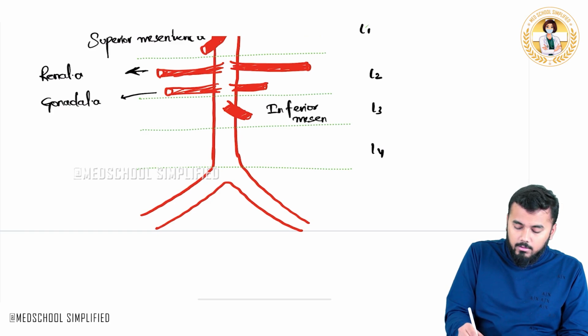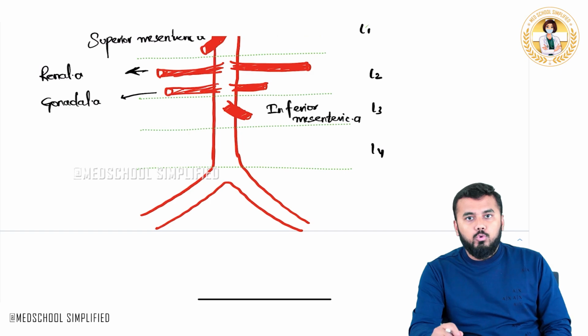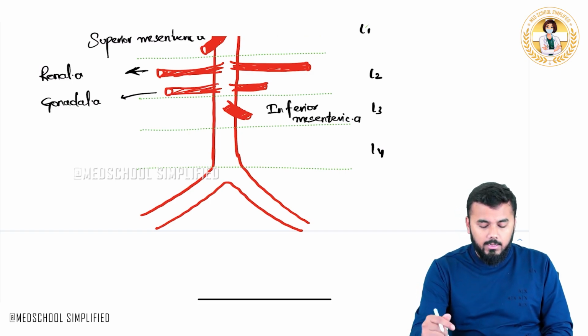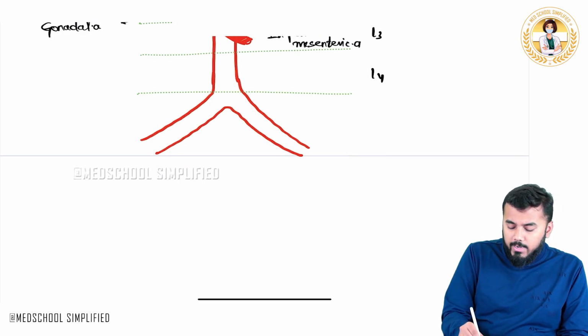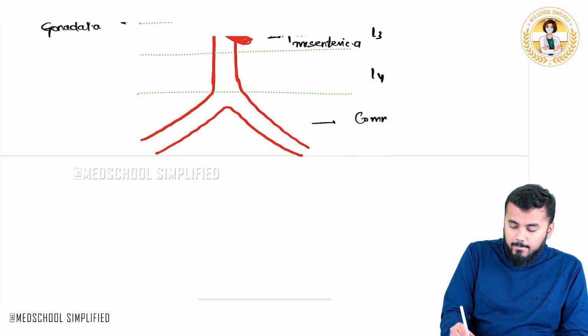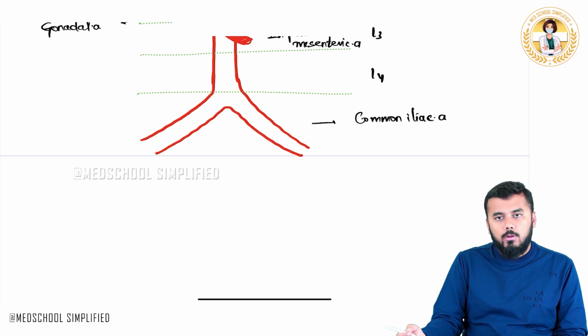Inferior mesenteric artery. So we have both the superior as well as the inferior mesenteric artery, and obviously it is very simple that these two branches here are called the common iliac arteries. These are called the common iliac arteries.